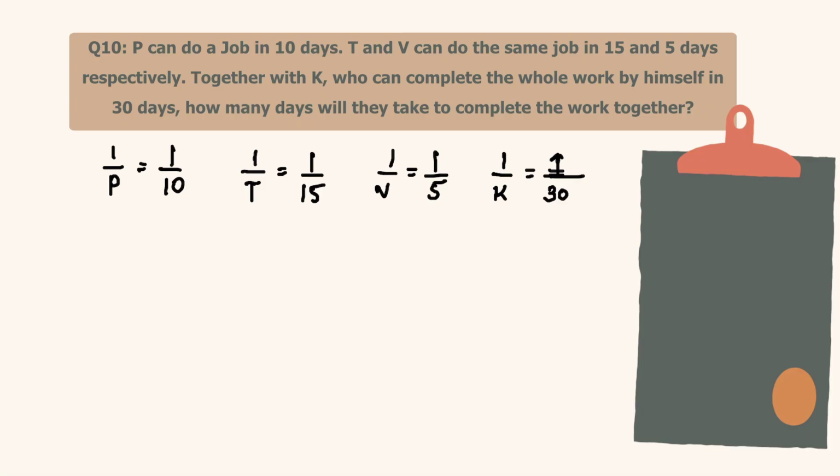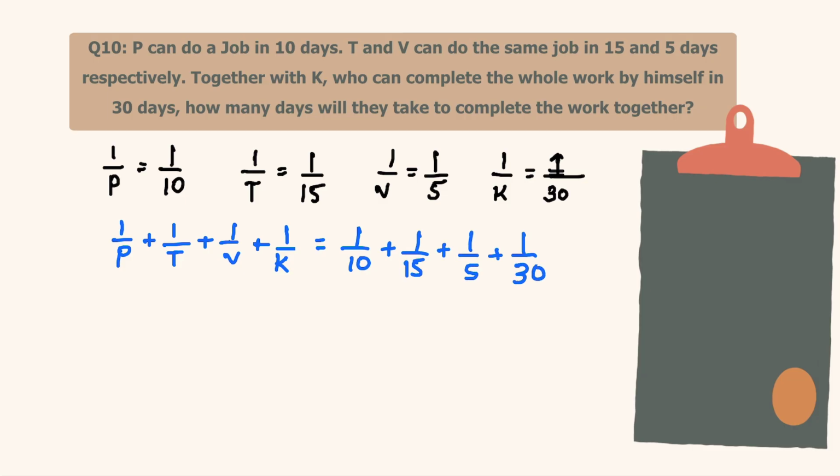What is being asked? How many days will they take to complete the work together? Which means 1 by P plus 1 by T plus 1 by V plus 1 by K. That is what they are asking. It will be 1 by 10, 1 by 15. Simple question only. They have added one more person. So total 4 people are there, that is all. Otherwise this is a simple question. I am taking this 1 by 10 and 1 by 5 here and solving 1 by 15 and 1 by 30 together.